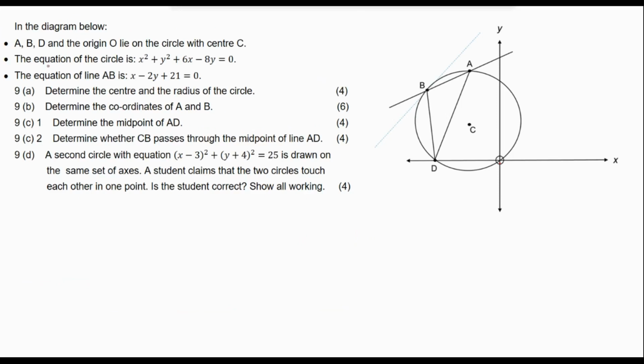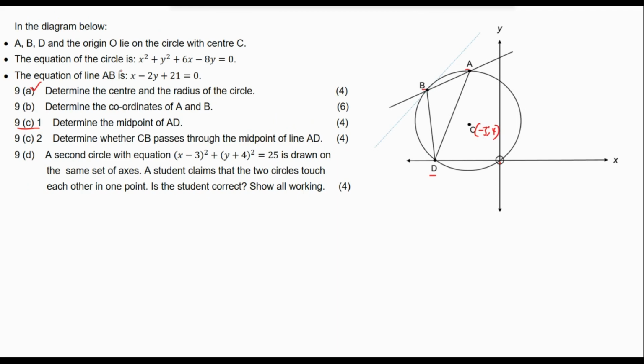Welcome back. Let's do question 9C1. In the diagram alongside A, B, D, and the origin lie on the circle with center C. We managed to find the coordinates of C in question 9A. The coordinates of C are -3 and 4.